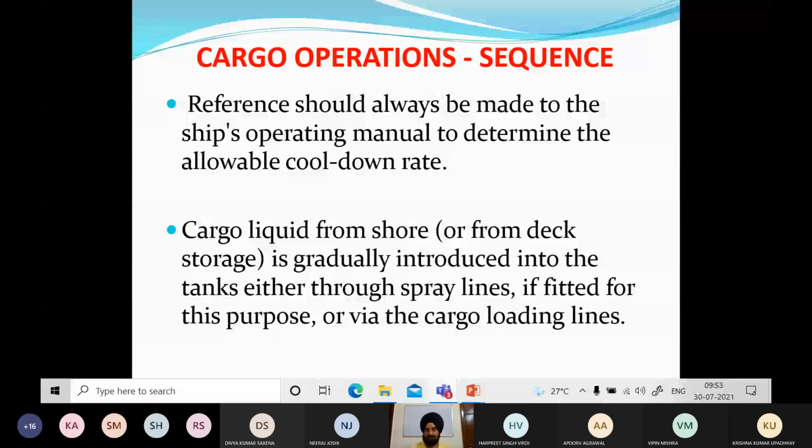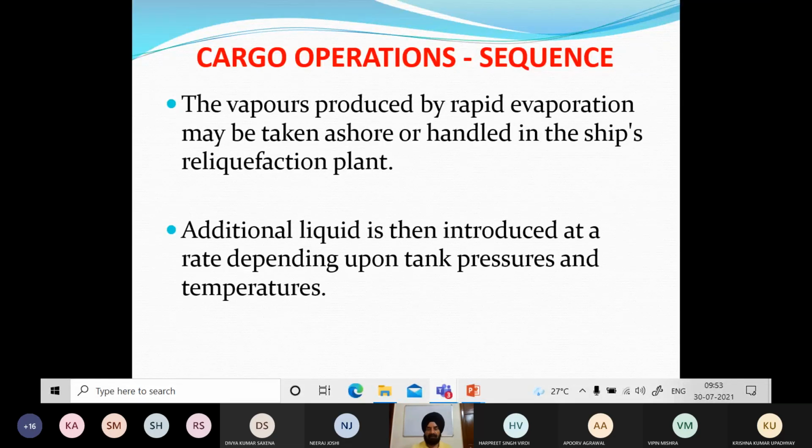So the vapors produced by this, जैसे ही आप ठंडा कार्गो इंट्रोड्यूस करोगे, लिक्विड गैस इंट्रोड्यूस करोगे, तो इवेपोराइज हो जाएगी. सो रैपिड इवेपोरेशन विल बी टेकन ashore और हैंडल्ड इन द शिप्स रीलिक्विडेशन प्लांट. जैसे ही वेपोराइजेशन हुई, उसने ठंडा तो करना शुरू कर देगी, बट वेपर्स बनेगा, उसको भी हमें हैंडल करना है. अब उन वेपर्स को हम वापस या तो किनारा भेज देते हैं या फिर अपने शिप के रीलिक्विफेक्शन प्लांट में वापस उसको भी लिक्विड में कन्वर्ट करते हैं.